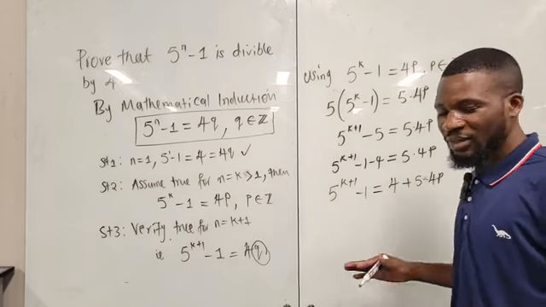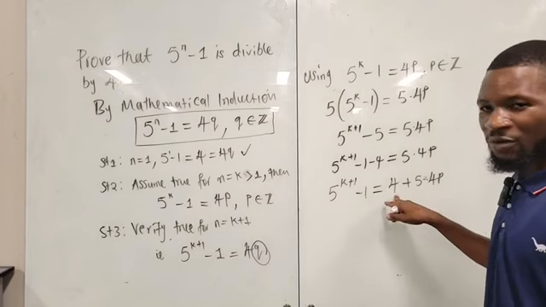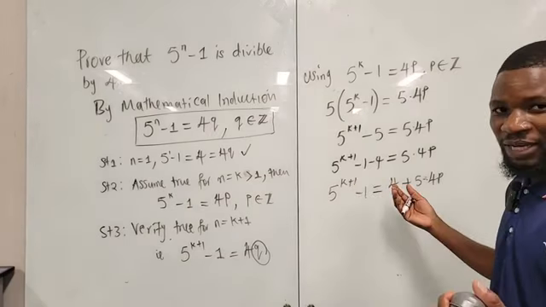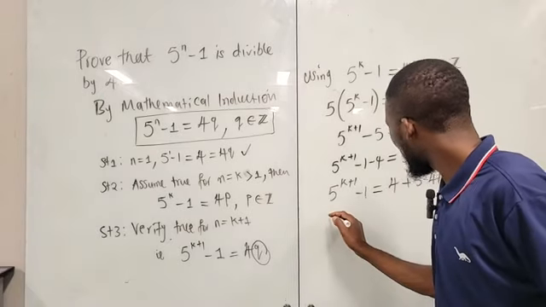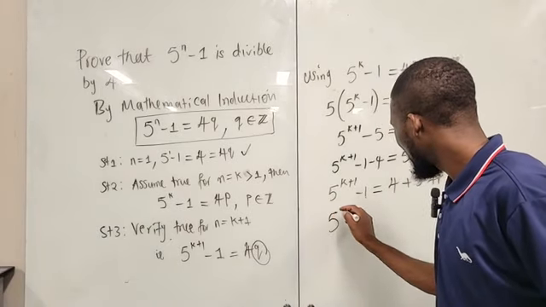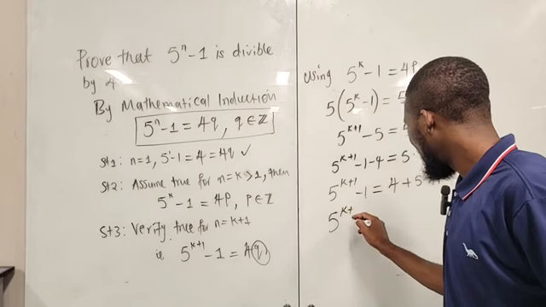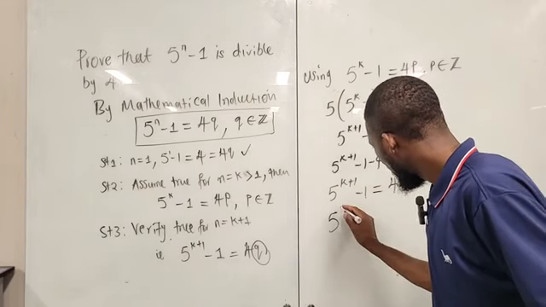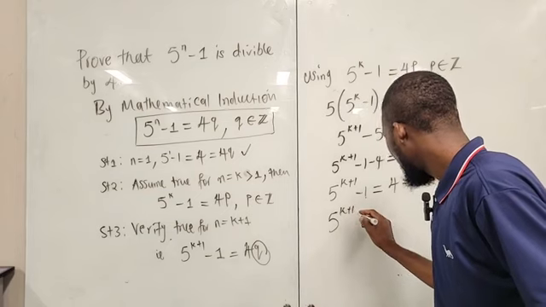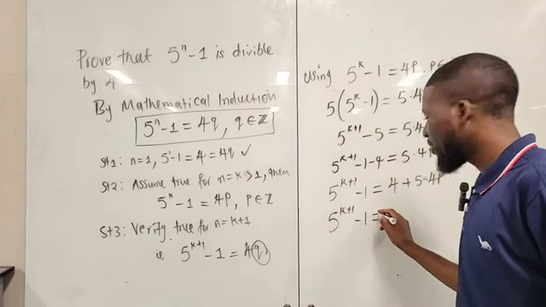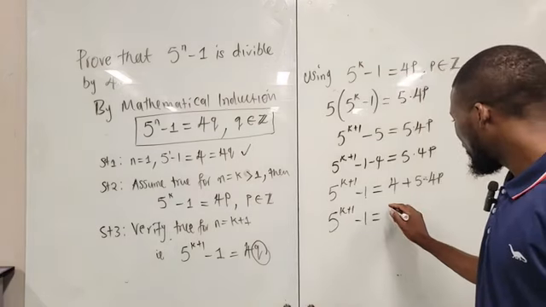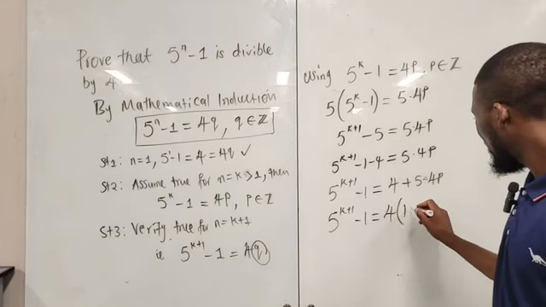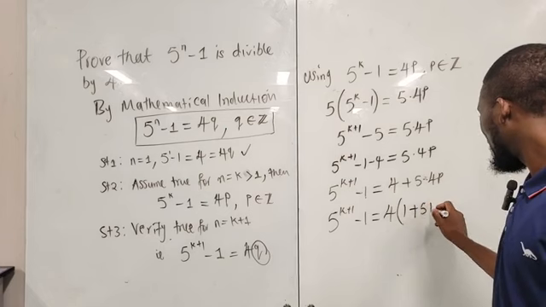Okay. Next, I factor out 4 this side. Remember, I want to write this number as 4 multiplied by something. So this is 5 to the power k plus 1 minus 1 is equal to, I factor out 4, so 4 outside, right? So this is 1 plus 5p.